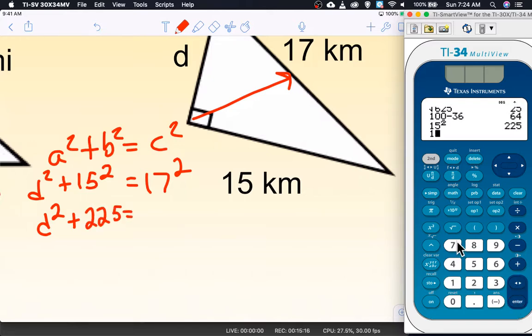And 17 squared is like 189, I think. 289. My brain is off this early in the morning. See, I'm recording at 7:25 in the morning. I woke up early here to do this one.